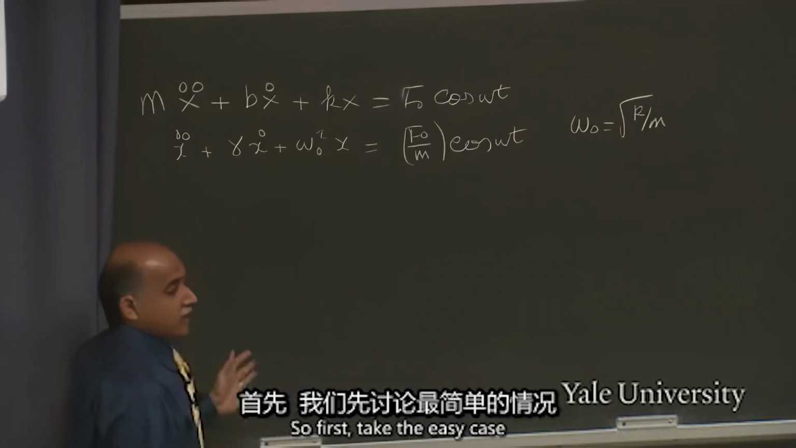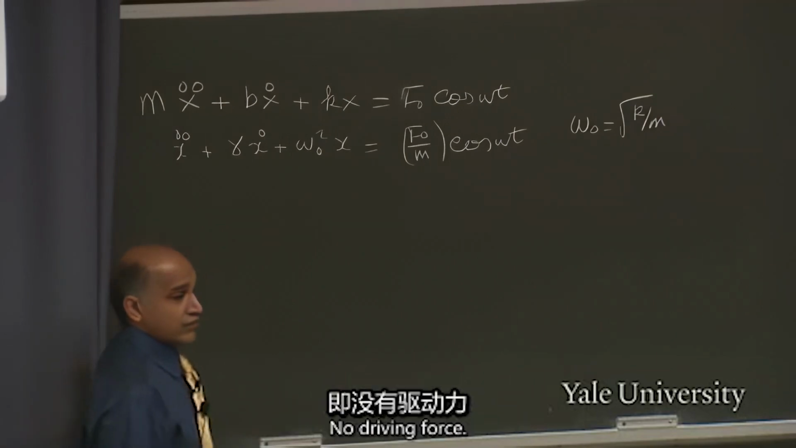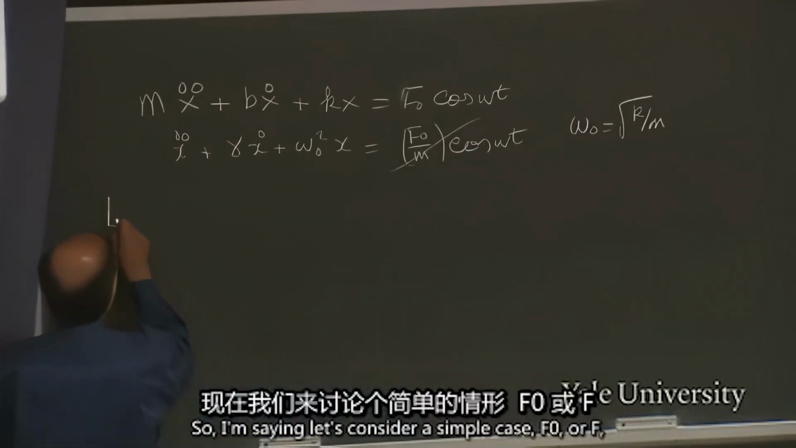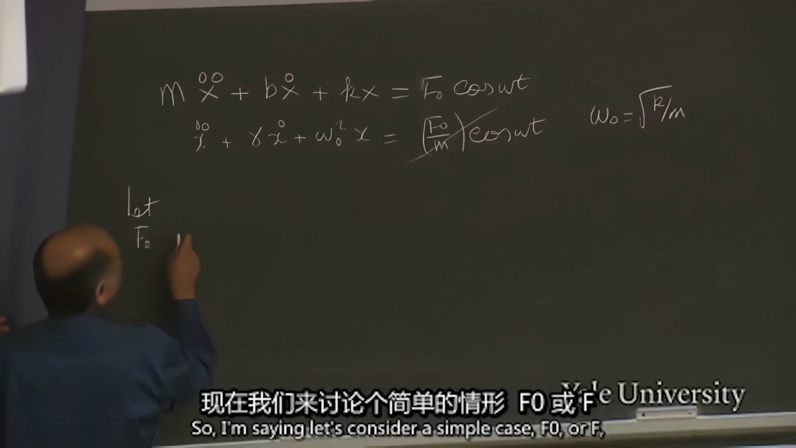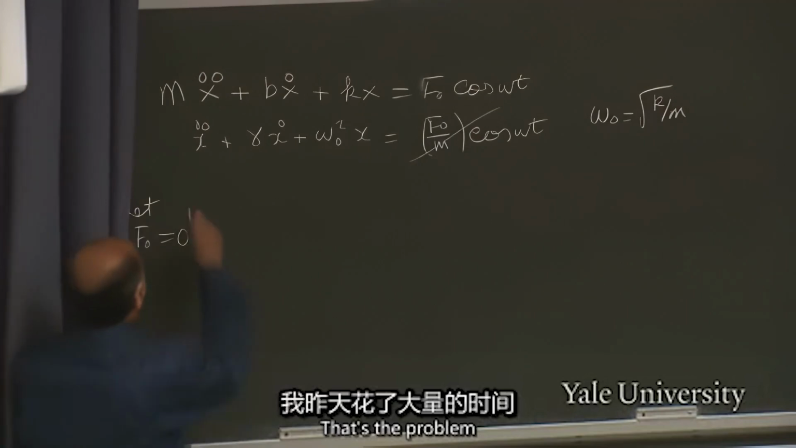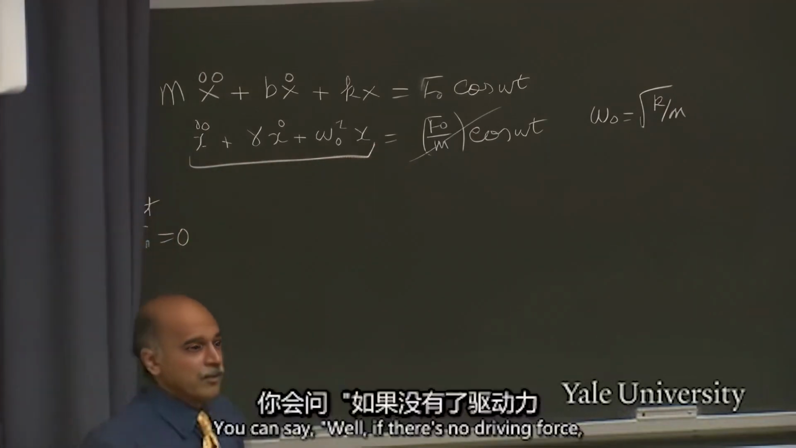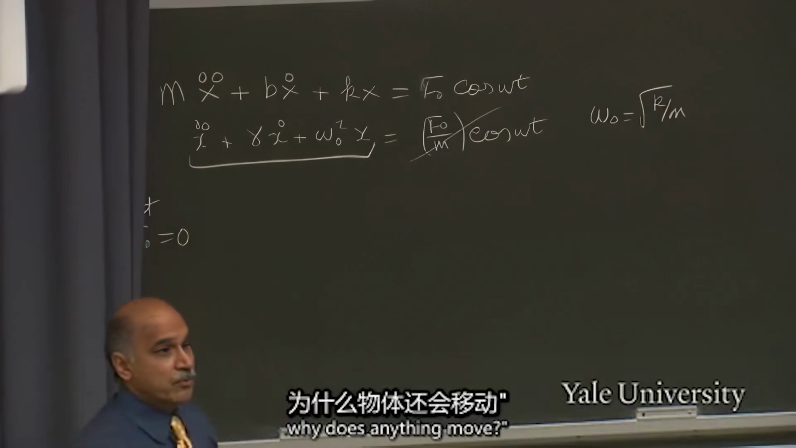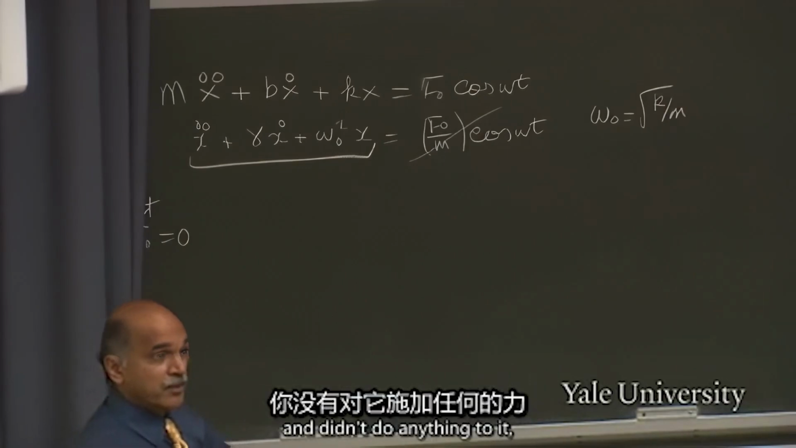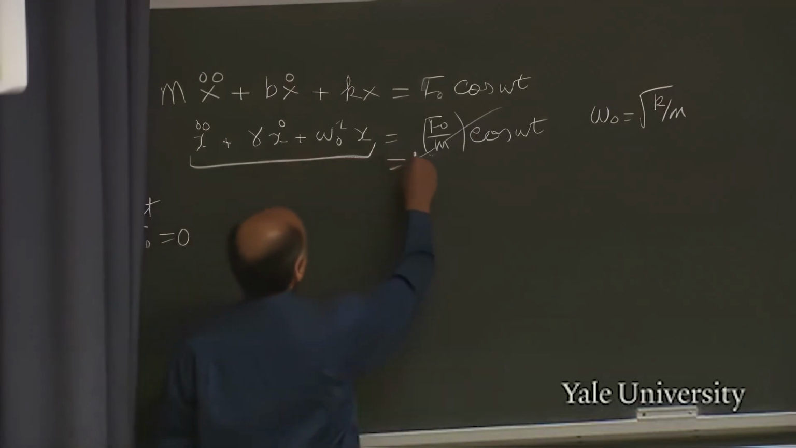So first take the easy case in which the right hand side is 0. No driving force. So I'm saying let's consider a simple case where F0, or F, the applied force, vanishes. That's the problem I spent considerable amount of time on yesterday. You can say, well, if there's no driving force, why does anything move? That's actually correct. If you took a mass and a spring and you didn't do anything to it, the solution to this equation is x equal to 0, and that's just fine.